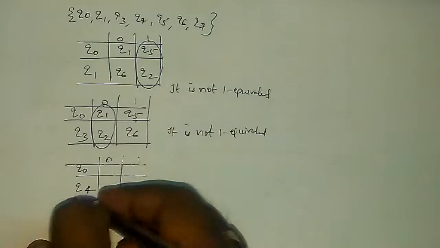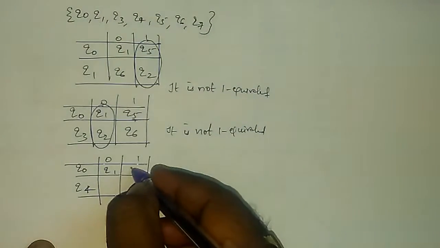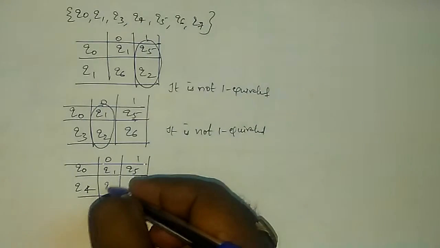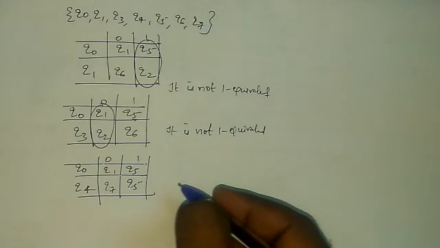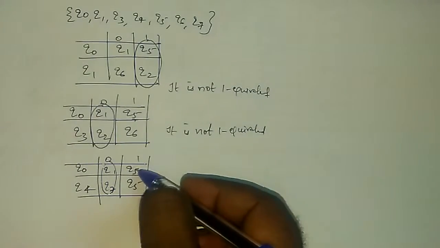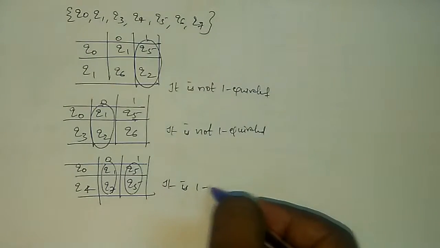Zero, 1. So Q0 on 0 goes to Q1, on 1 goes to Q5. Next, Q4 on 0 goes to Q7, on 1 goes to Q5. Right? So Q1, Q7 belong to the same set, and Q5, Q5 belong to the same set. So it is one equivalent.